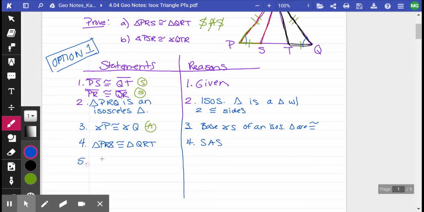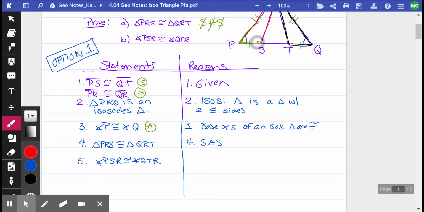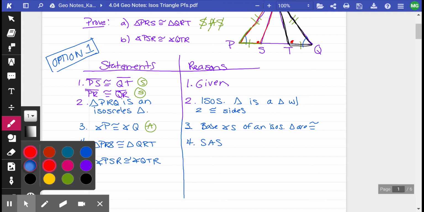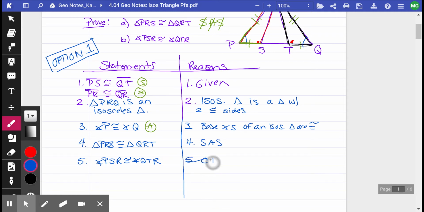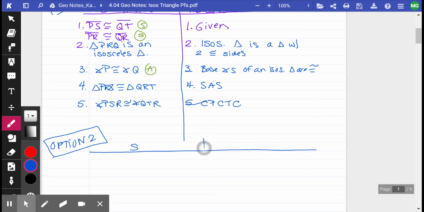And then the last step we added on to review, we could say angle PSR is congruent to angle QTR. And let's just point out where that is on our picture. PSR is right here, congruent to angle QTR. Well, those two are corresponding angles in these two congruent triangles, which means they're congruent by CPCTC. All right, so now let's talk about option 2. So very similar proof. We're still going to start with our givens.